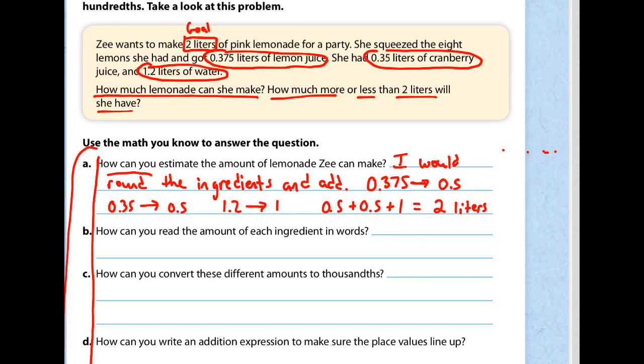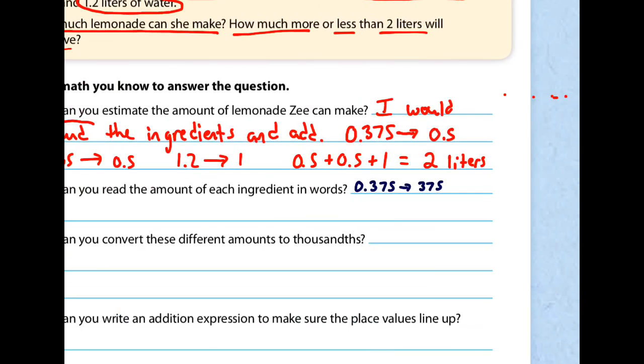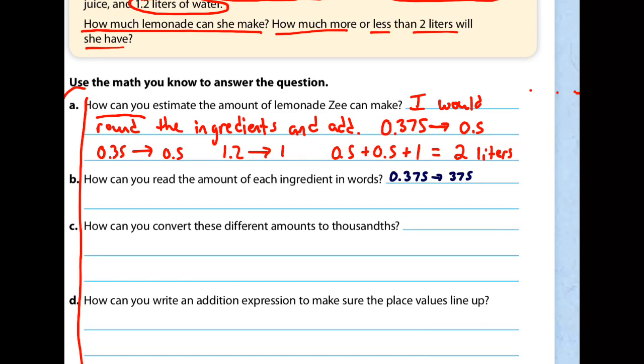Now, B says, how can you read the amount of each ingredient in words? All right, so what I'm going to do is write down each ingredient as words. So the 0.375 is read as 375 thousandths.